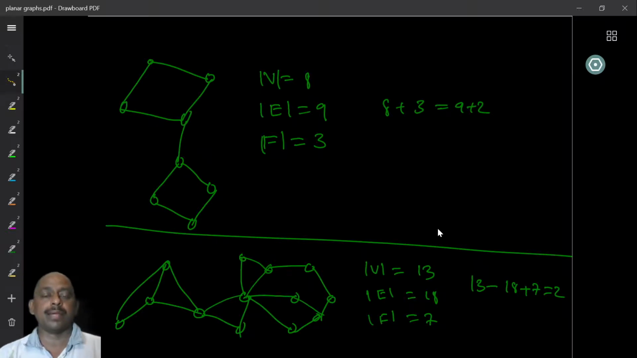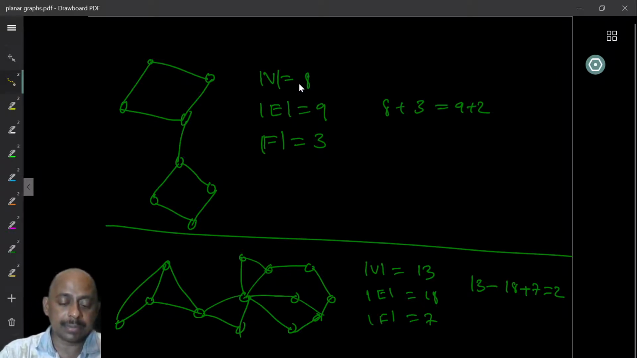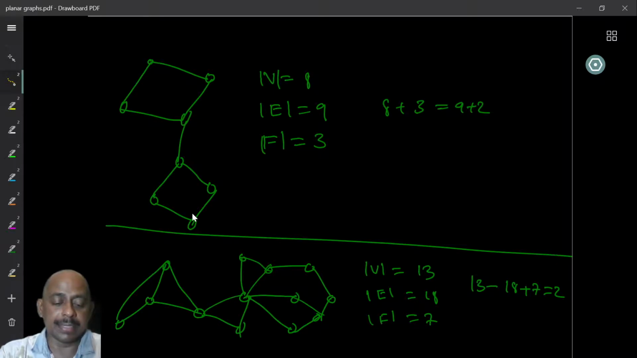Then take any planar graph, look at the embedding, and look at the number of faces. If you take any graph like this, it has 8 vertices, 1, 2, 3, 4, 5, 6, 7, 8. Then it has 9 edges, 4 plus 4 plus 1, and exactly 3 faces, 1, 2, and 3. And 8 plus 3 is actually equal to the number of edges plus 2.